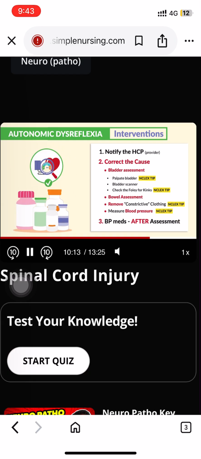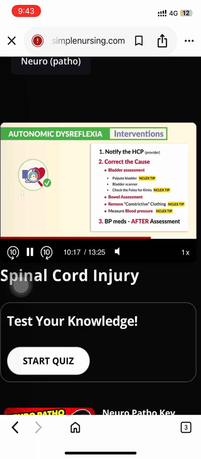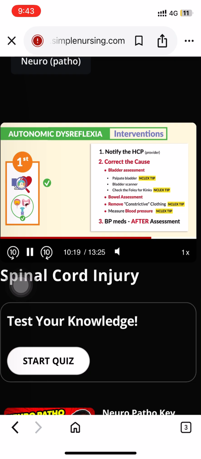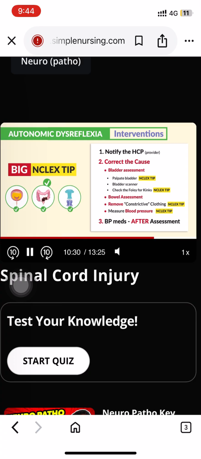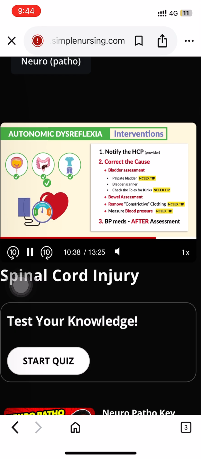And then number 3, blood pressure meds are done after the assessment because the number one thing we're doing here is correcting the cause. Antihypertensive drugs always come after assessments, and correcting the causes here. I'm going to drill that into your brain. So again, big NCLEX tip. We always assess first and try to correct causes before throwing medication at it, since uncontrolled sympathetic activity will resolve when the underlying causes are corrected here.